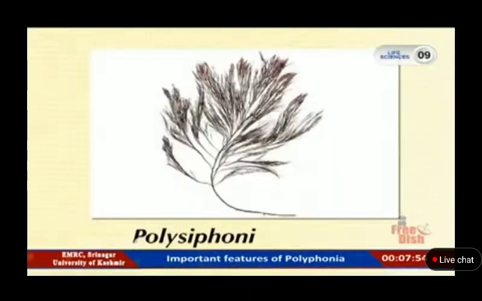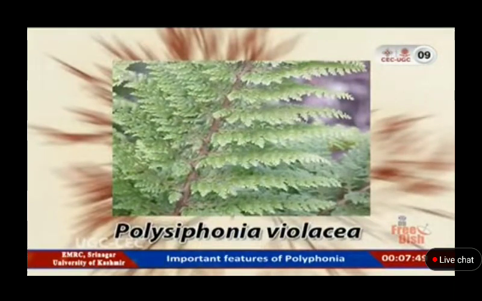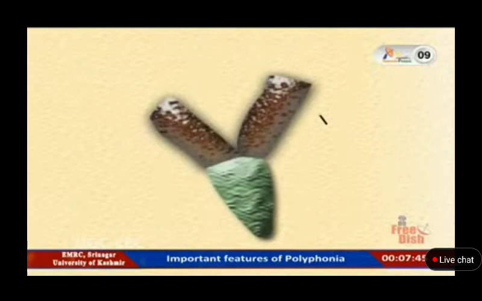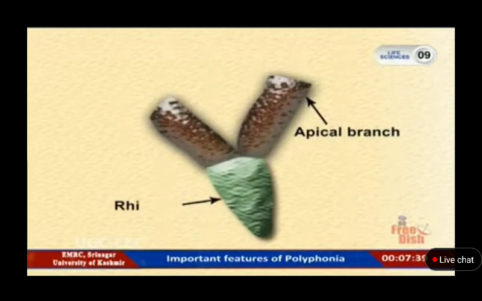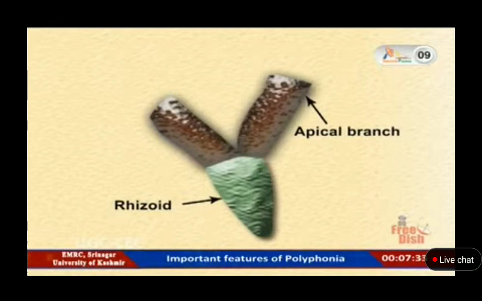However, there are some species such as Polysiphonia elongata and Polysiphonia violacea which lack prostrate system. Their thallus simply consists of an upright axis anchored to the substratum by means of non-septate rhizoids arising from the lower peripheral cells of the erect axis.